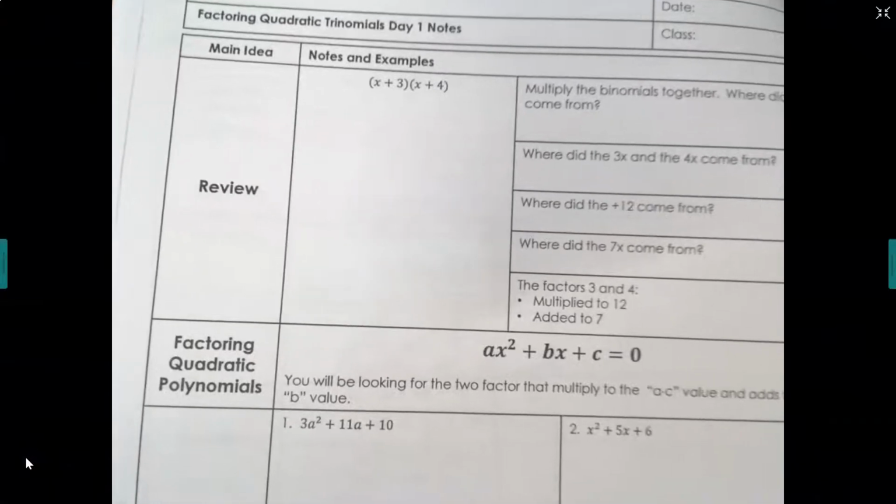Welcome to this video on factoring quadratic trinomials. By the end of this video, you should be able to rewrite quadratic trinomials in factored form. Alright, so let's take a look at our review.